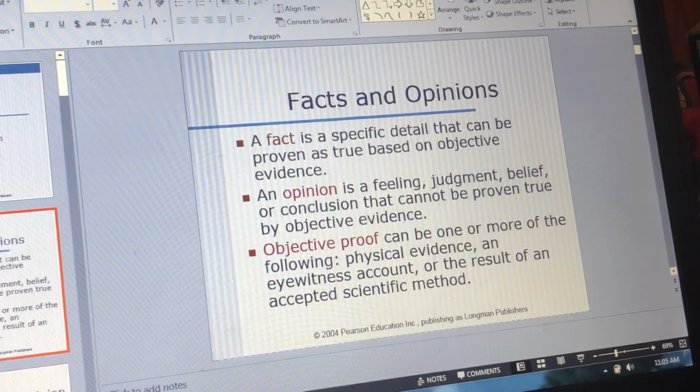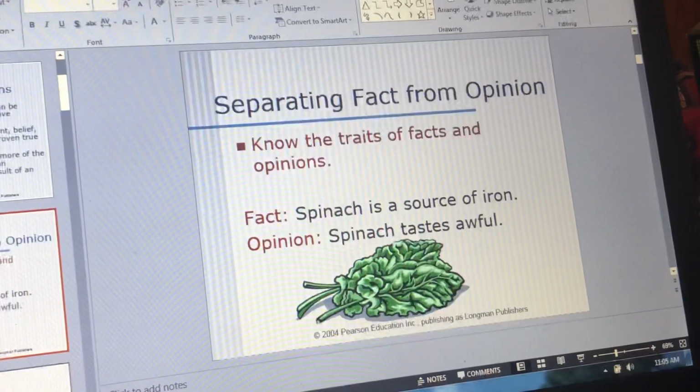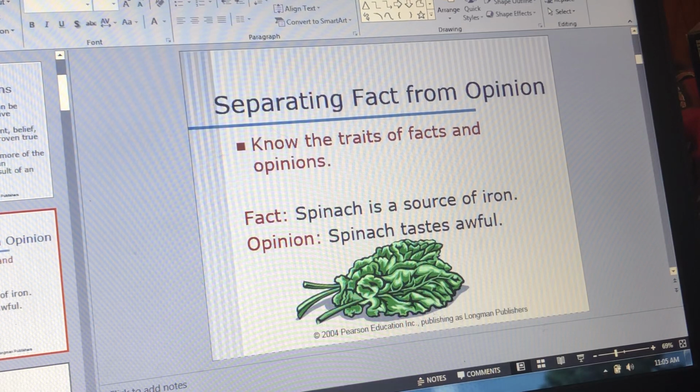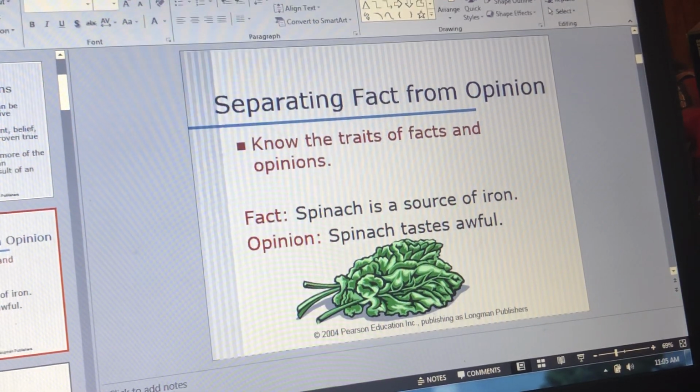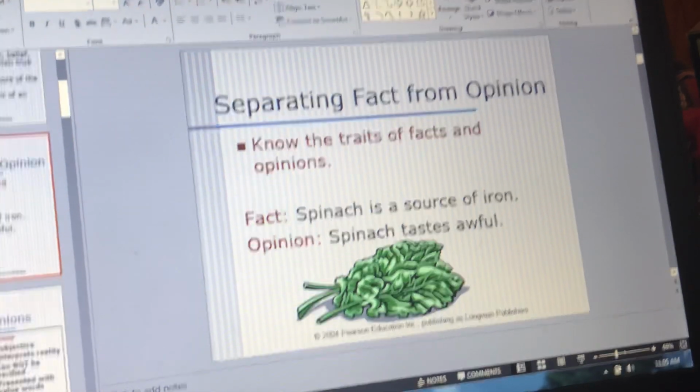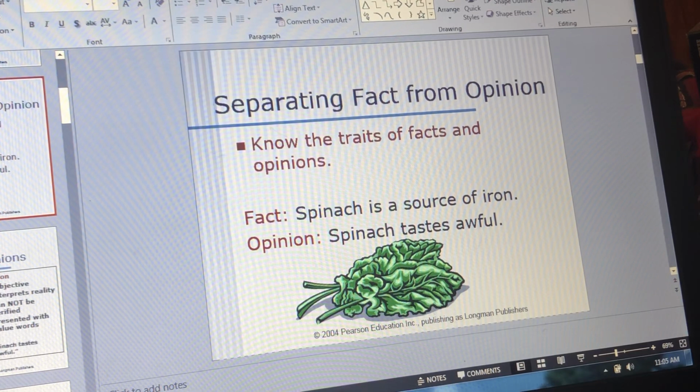Okay. All right. So as a reader, you're going to be presented with lots of facts and lots of opinions, sometimes within the same sentence. So we have to know how to identify when that's happening and weed it out. Okay, so a fact: spinach is a source of iron. We can measure that. I don't know how, but I know that scientists can measure what foods have a lot of iron in them and what don't. Okay, spinach tastes awful.